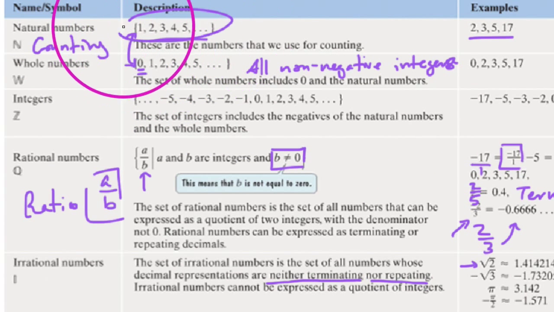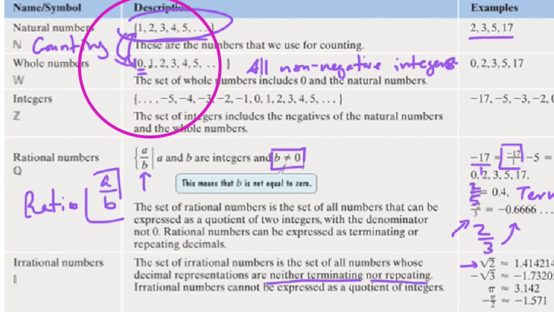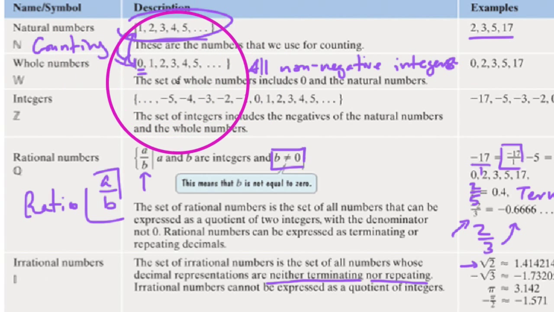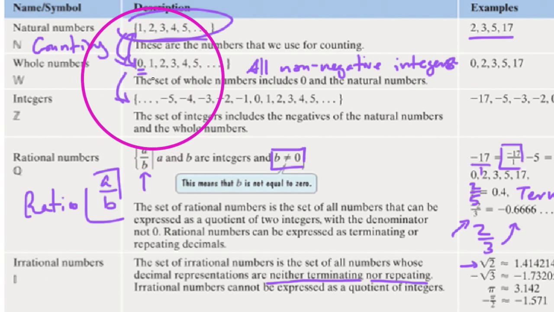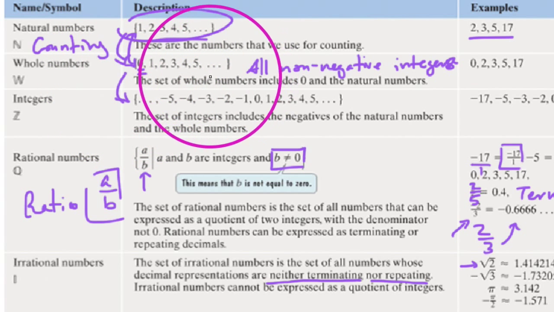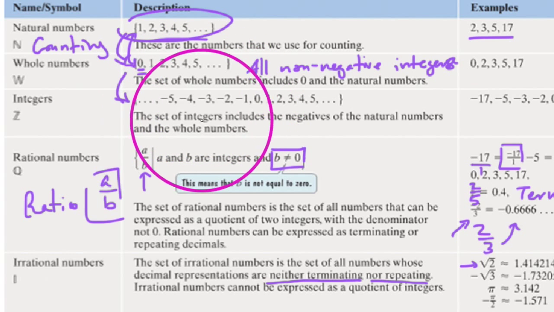All natural numbers would be considered to be a whole number because whole numbers are 0 plus all the natural numbers. And integers, all whole numbers are considered to be integers because, well, it's 0 up to positive infinity using all whole numbers, but then this builds in the negatives, okay?